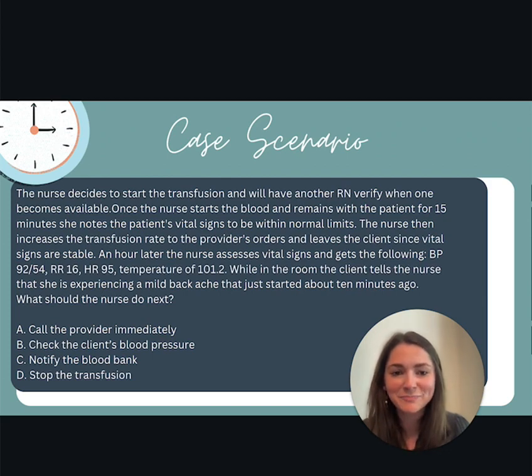Back to our scenario. Once the nurse starts the blood and remains with the client for 15 minutes, she notes the client's vital signs to be within normal limits. The nurse then increases the transfusion rate to the provider's orders and leaves the client since vital signs are stable. An hour later, the nurse returns and gets the following vital signs: a blood pressure of 92/54, a respiration rate of 16, a heart rate of 95, and a temperature of 101.2.